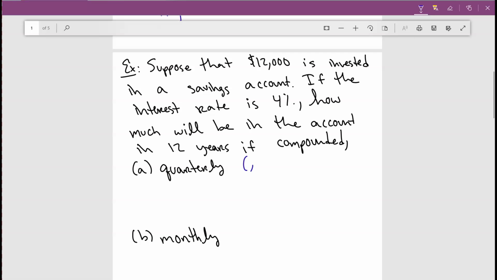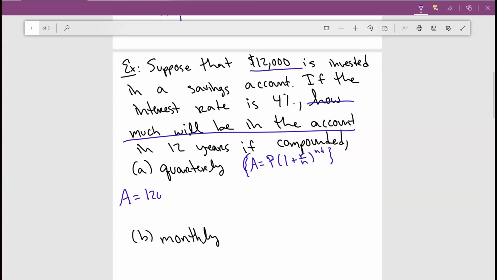I will have to be using the formula A is equal to P(1 plus r over n) to the power of nt. So this is the formula that I have to use. A is how much money I'm going to have in the end. So how much will be in the account? That's talking about A. P is the principal. How much did I put in the very beginning? Well, I put in 12,000.